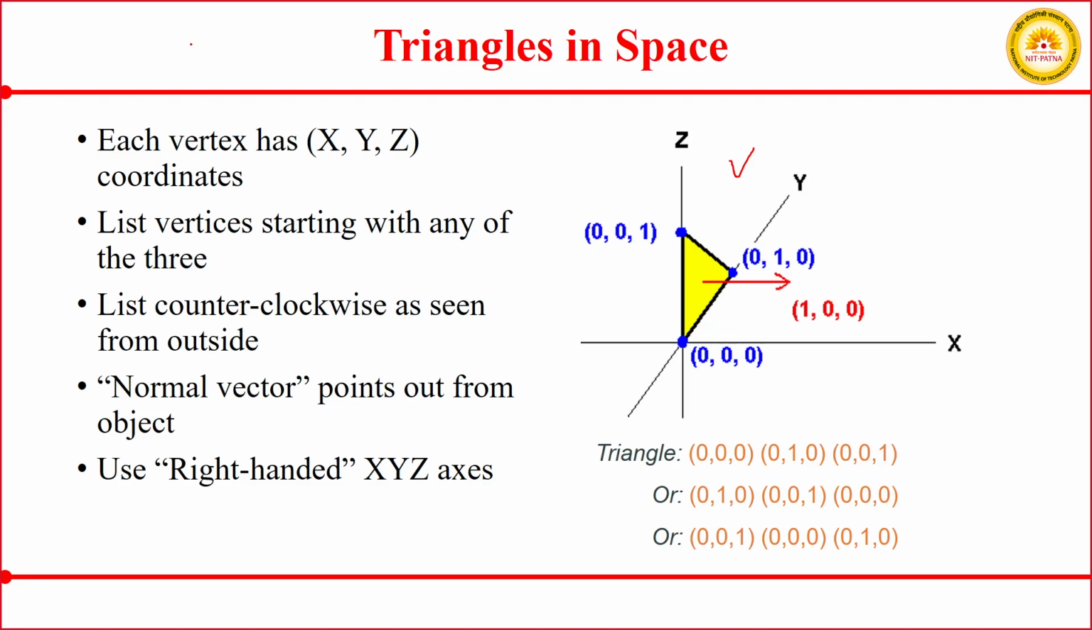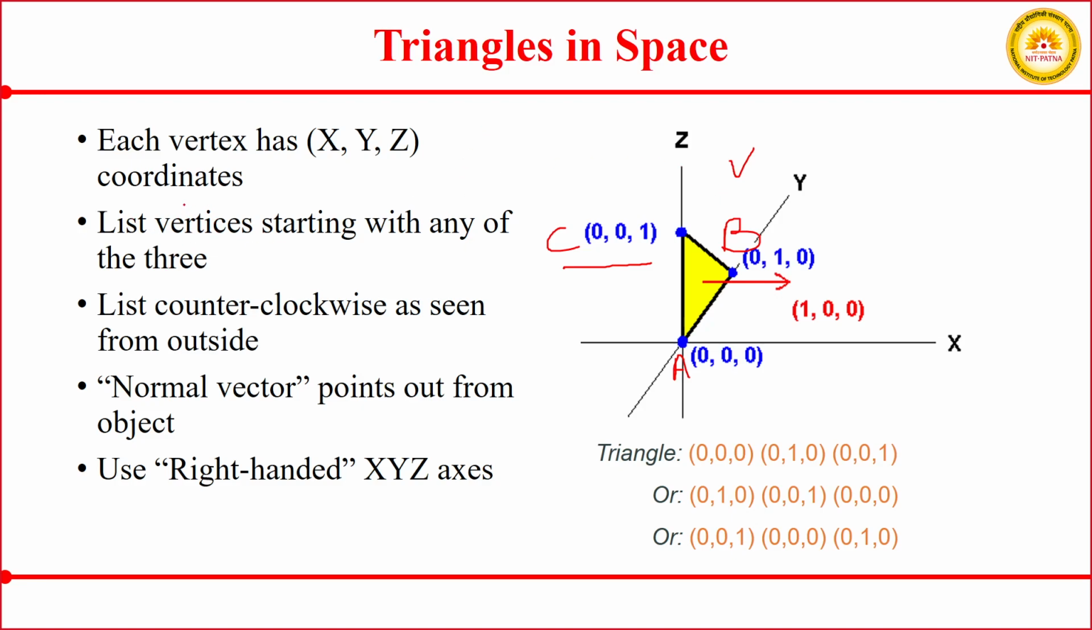Suppose we are having a triangle in x, y, z, the coordinate system, and the vertices of this triangle are point A, point B, and point C. The coordinates of point A are 0, 0, 0. Coordinates of point B are 0, 1, 0, and coordinates of point C are 0, 0, 1. So how we will represent that, we will see.